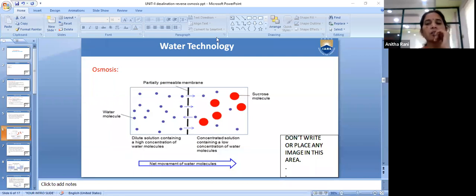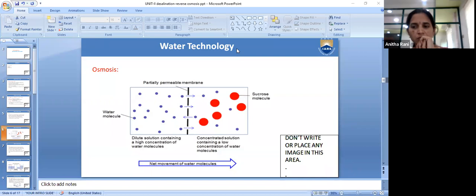So what is meant by osmosis? Somebody in the chat box has said it is low concentration to high concentration. Means, see, we are taking 100 ml of water on both sides. In the first chamber we take 1 gram of sodium chloride. In the second chamber I am taking 5 grams of sodium chloride. Which is known as the concentrated solution now?